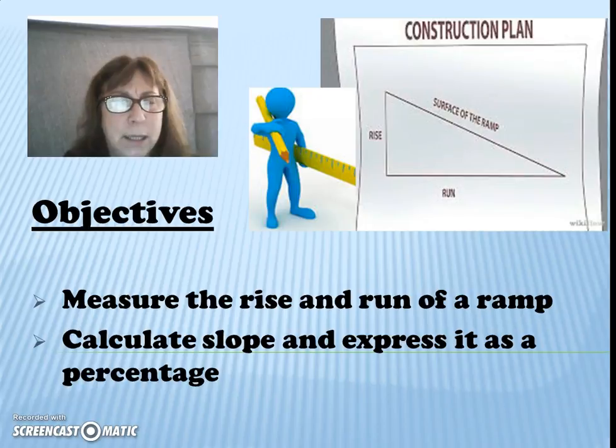You'll see signs on the side of the highway that say 6% grade ahead, warning truck drivers that there's a somewhat steep slope coming. Those types of signs use a percentage. So we'll calculate our slope as a percentage.